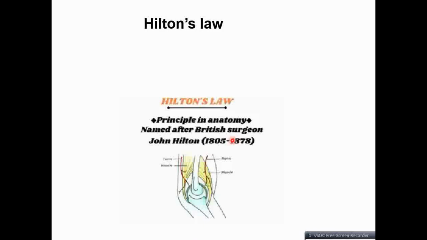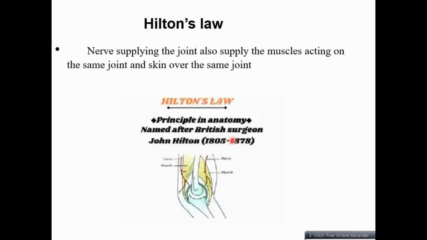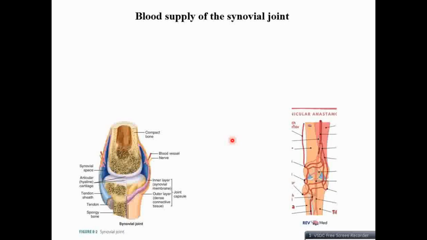Hilton's law. It is a principle in anatomy, named after the British surgeon John Hilton. It means a nerve supplying a joint also supplies the muscles surrounding the joint as well as the skin surrounding the joint. So the nerve supplying the joint also supplies the muscles acting on the same joint and the skin over the same joint.